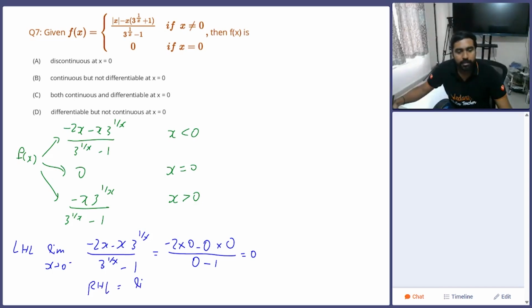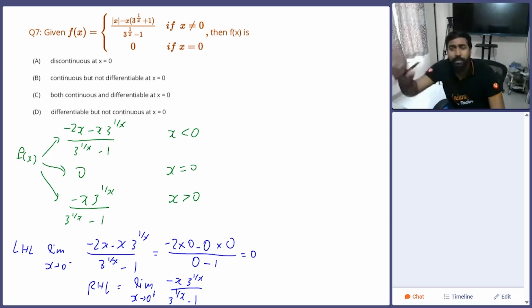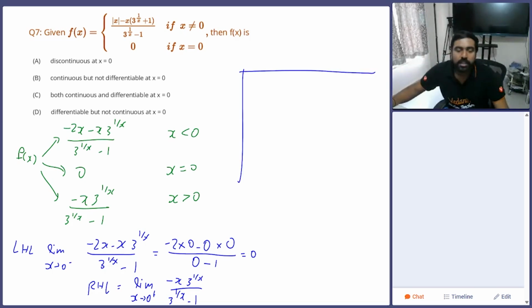For right hand limit, you will get limit x tending to 0 plus. You will use the definition minus x into 3 power 1 by x divided by 3 power 1 by x minus 1. Now here it is 0 into infinity divided by infinity minus 0. It's an infinity case. In an infinity case, we know the straightforward idea. What is it? Every time in an infinity question, we should create zeros. How will I create zeros? Let's do this over here only.